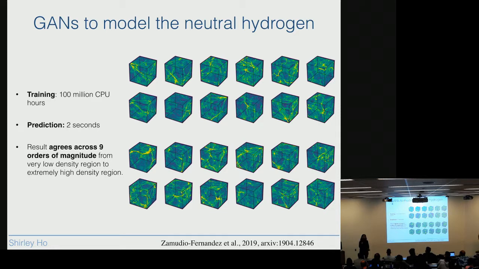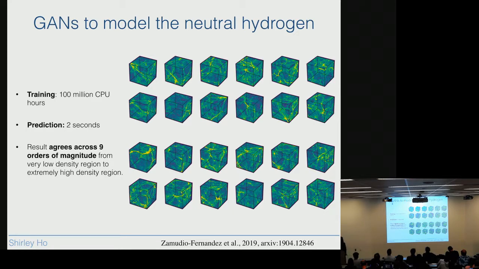We want to get the neutral hydrogen distribution, something that Jason actually mentioned a lot today. You did the Lyman alpha forest, it's all neutral hydrogen. Our prediction takes about 2 seconds, and the results cover 9 orders of magnitude, from very low density regions to extremely high density regions. And if you look at these two sets of simulations, I actually don't know which one is the truth and which one is the generated one myself, I can't tell.